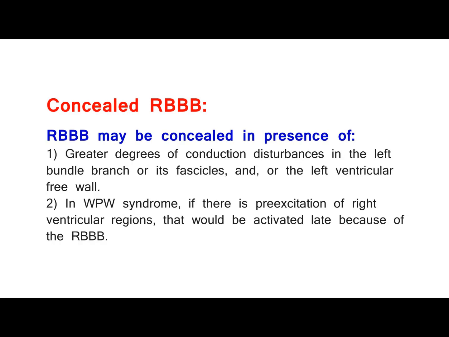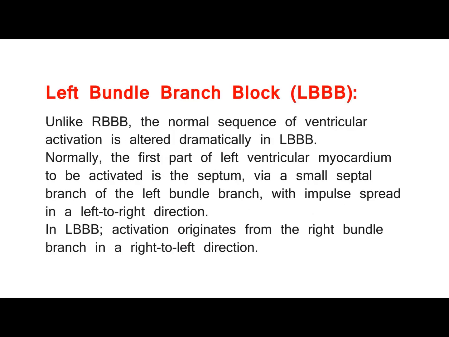Concealed RBBB. RBBB may be concealed in presence of 1. Greater degrees of conduction disturbances in the left bundle branch or its fascicles, or the left ventricular free wall. 2. In WPW syndrome, if there is pre-excitation of right ventricular regions, that would be activated late because of the RBBB.